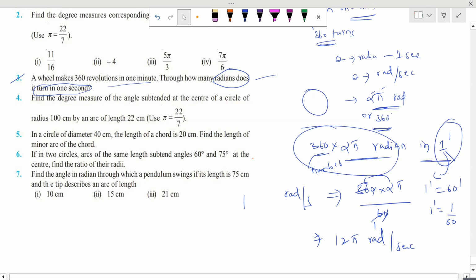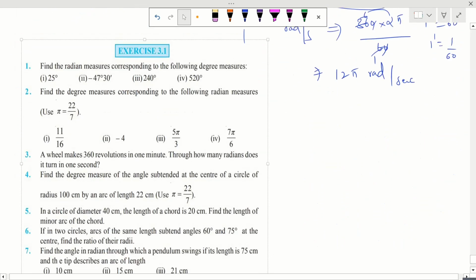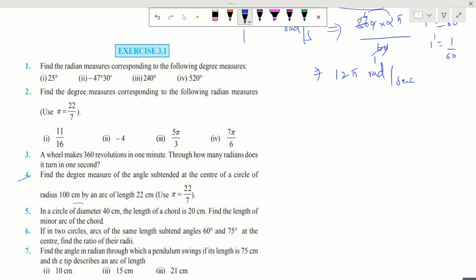Now come to the fourth one. The fourth problem says: find the degree measure of the angle subtended at the center of a circle of radius 100 centimeter by an arc of length 22 centimeter. Use pi is equal to 22 by 7. So this problem is about radian measurement.